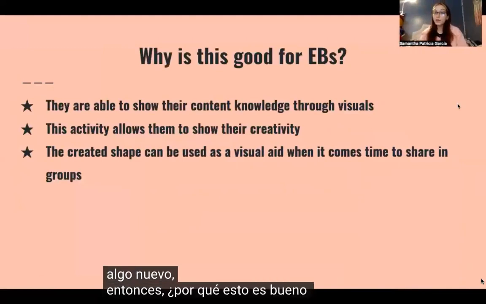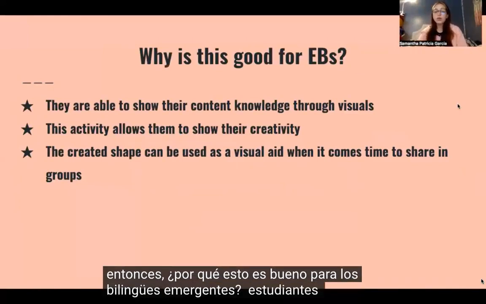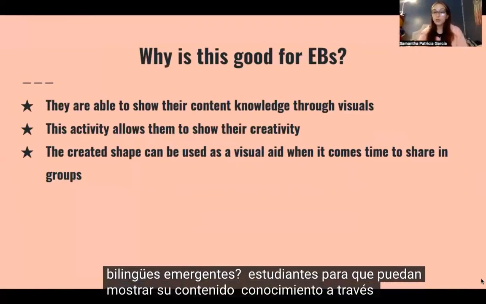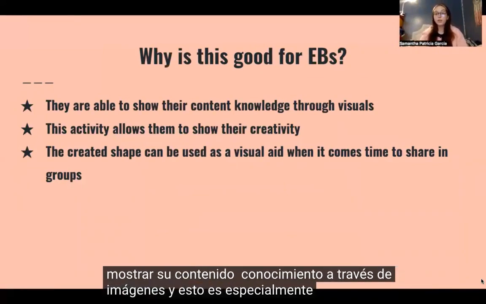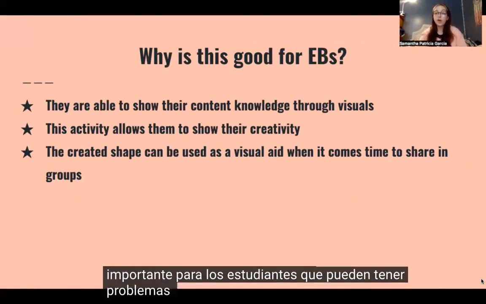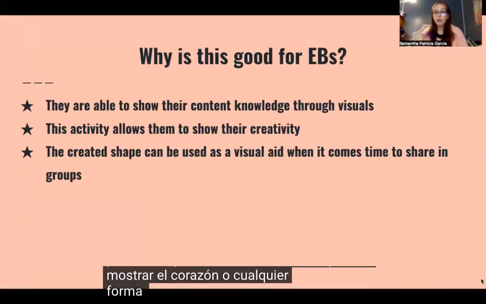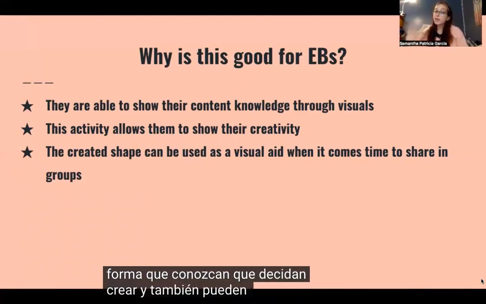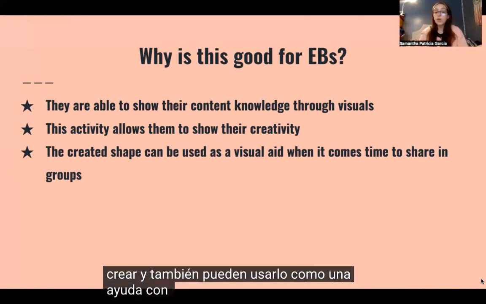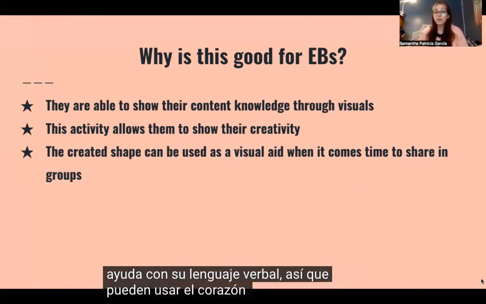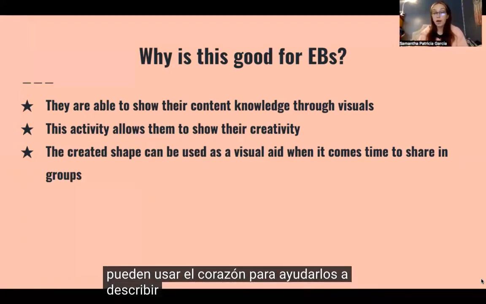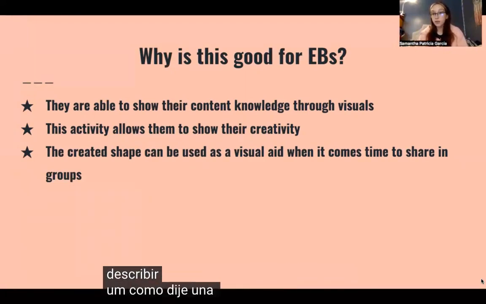So, why is this good for emergent bilingual students? So, they're able to show their content knowledge through visuals. And this is specifically important for students who may have trouble verbalizing their ideas. They can show the heart or any shape that they decide to create. And they can use it also as an aid with their verbal language as well. So, they can use the heart to help them describe. As I said, a visual aid.